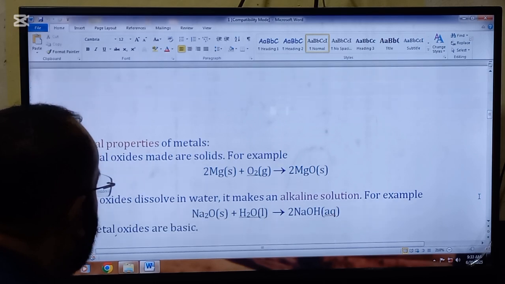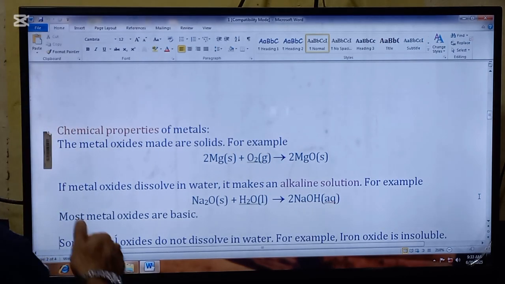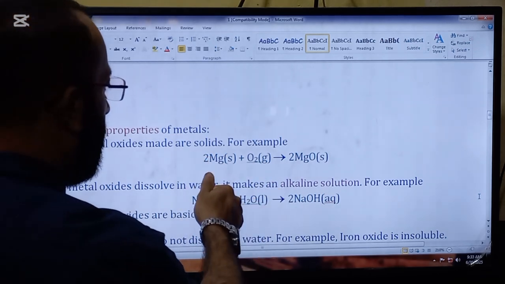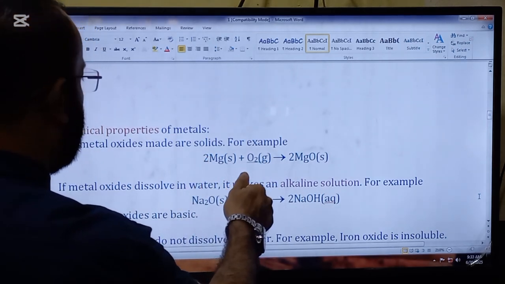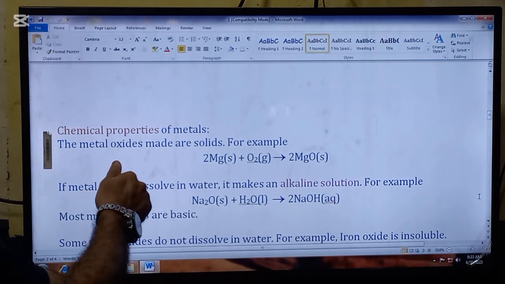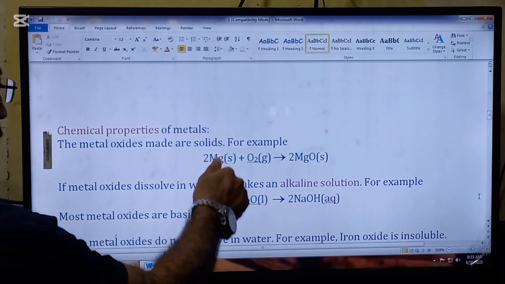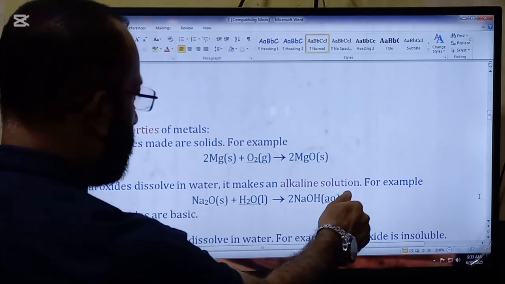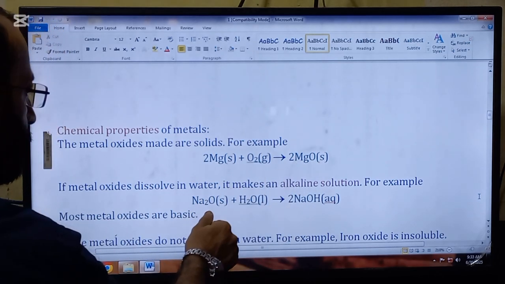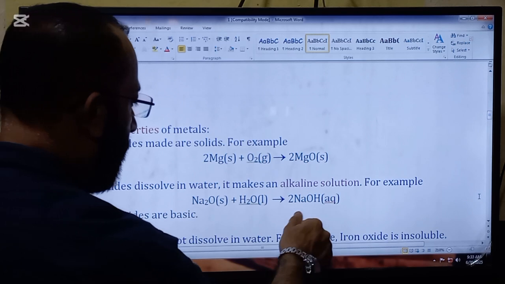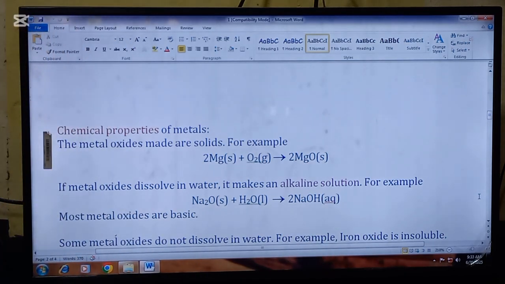Chemical properties of the metals. The metal oxides made are solid. For example, Mg plus O2 forms MgO. So metal oxides are solids. If a metal oxide dissolves in water, it makes an alkaline solution. For example, Na2O, when dissolved in water, forms an alkaline solution, that is NaOH. Most metal oxides are basic.